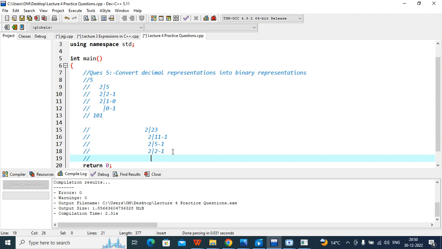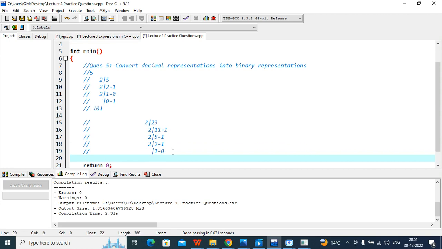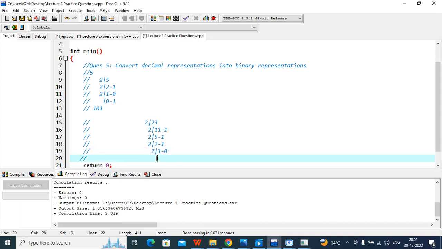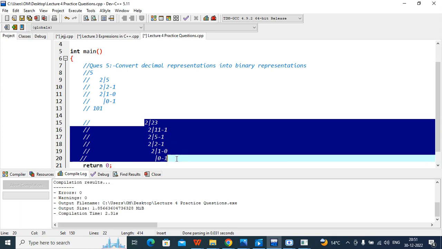Now divide 2 by 2. It will divide by 1. The remainder left is 0, right? Now again, divide 1 by 2. It will not get divided, so you will write a 0, and the remainder left is 1, right? So try it on your copy and pen.